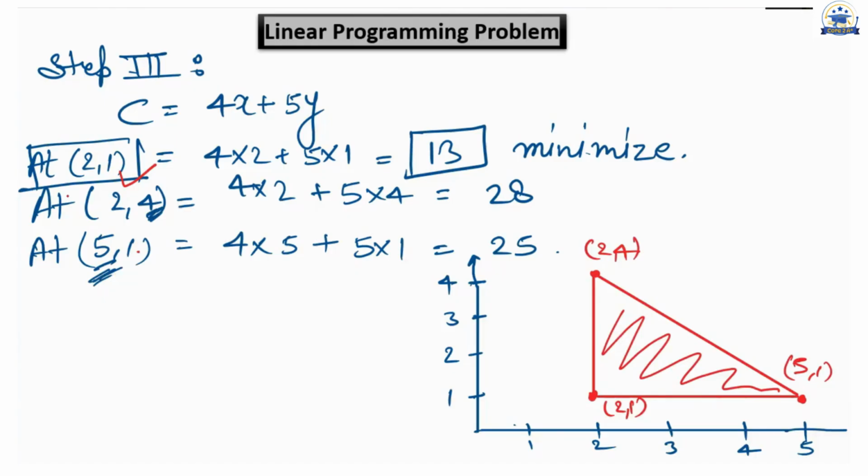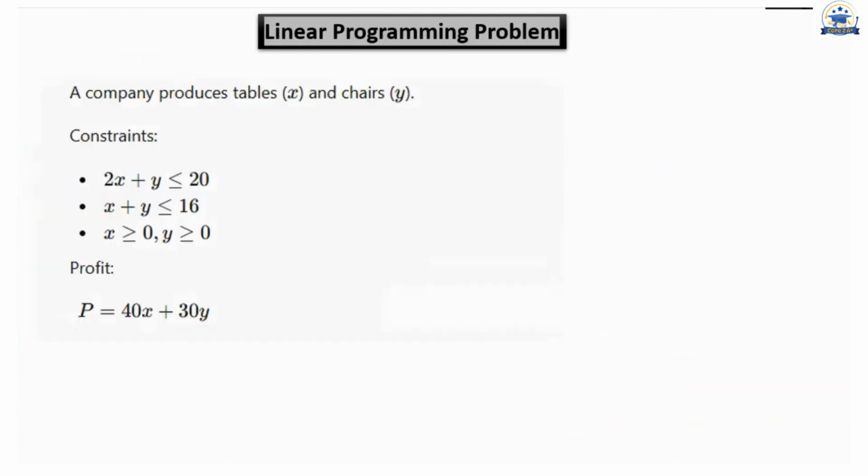Okay, now let's do one more. So this is question number 4. A company produces tables X and chairs Y. So here we have constraints. 3 constraints are here, and profit. Obviously, the company owner wants profit. So let's do this. Follow the same pattern. What will we follow? 4 steps and your question will be solved.